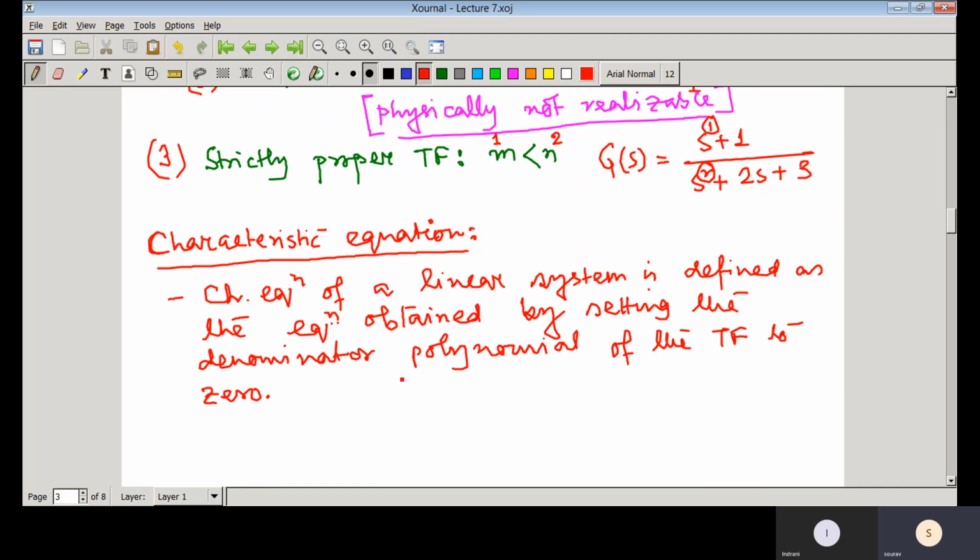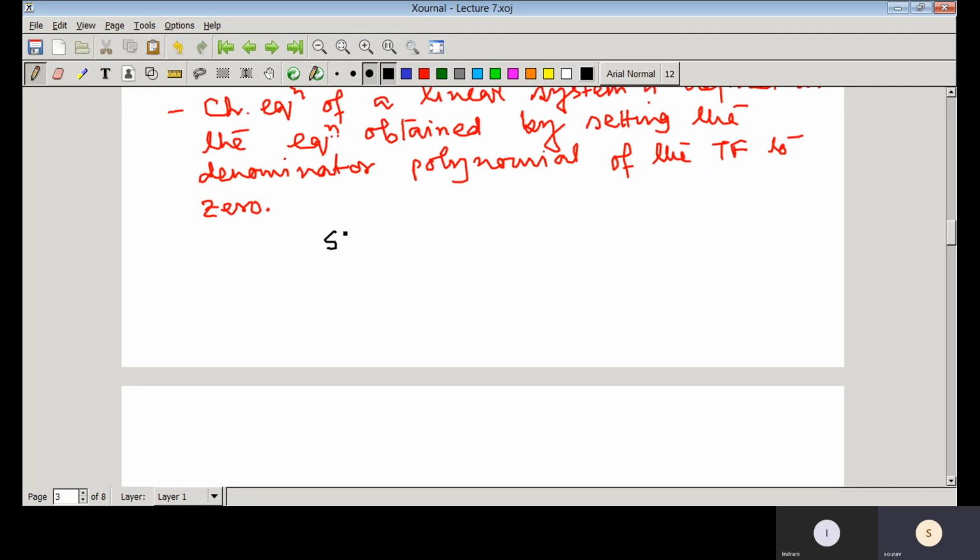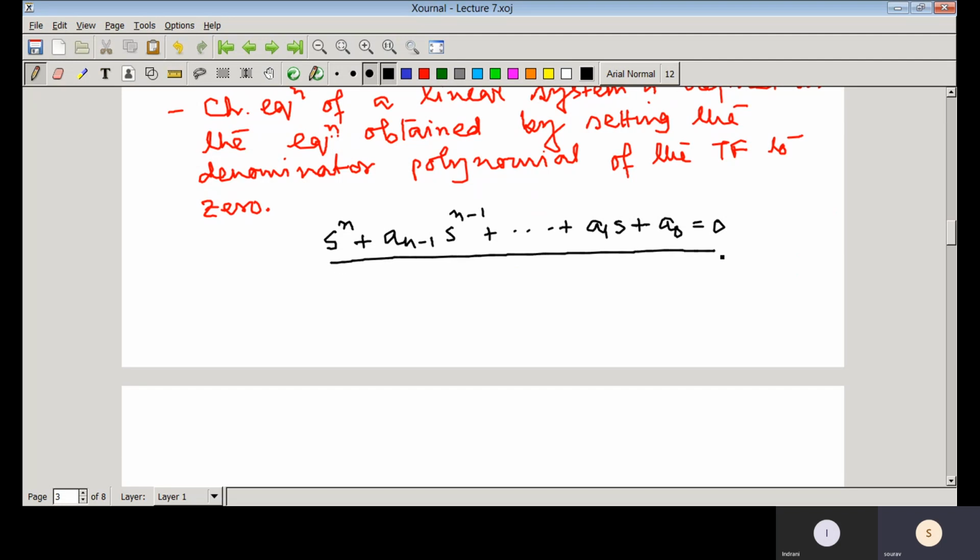So that means here you have that s. So the denominator polynomial is s^n + a_{n-1} s^{n-1} + ... + a_1 s + a_0 equal to 0. So this is actually the characteristic equation. So now two things are important in this case. Whenever you have the characteristic equation, it has some roots.